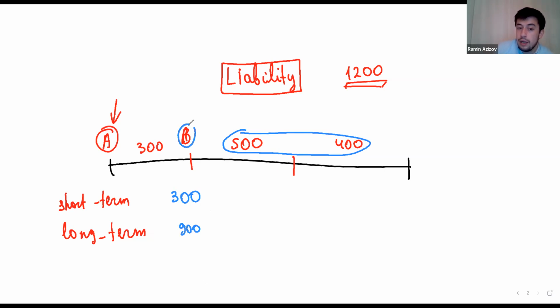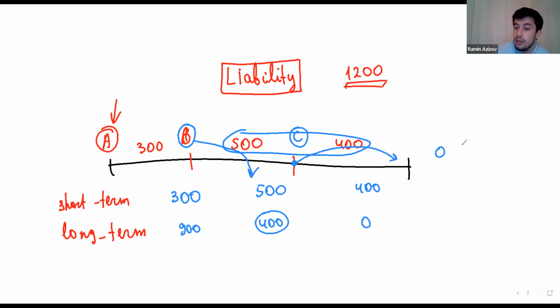Consider that you are at point B and preparing your financial statements. For point B, what is your short-term and long-term, or sometimes it's called current and non-current liabilities? Your current liability for point B is 500 and your long-term liability is 400. Let's say you have reached point C. Your current liability is 400 and your long-term liability is 0. Why? Because after 1 accounting period, there is no financial liability. That's it.